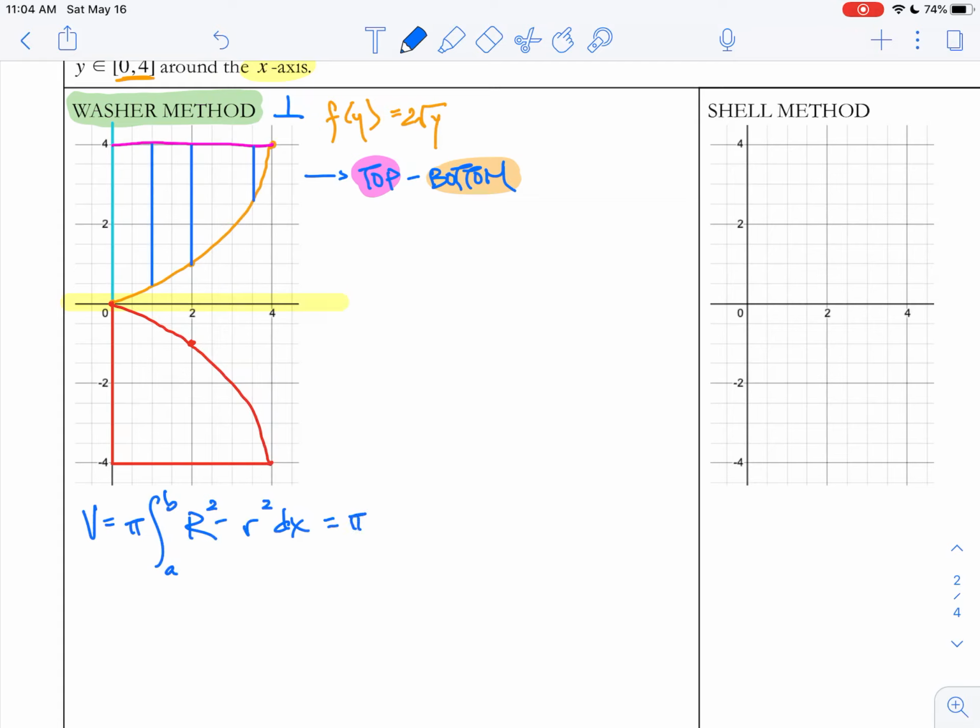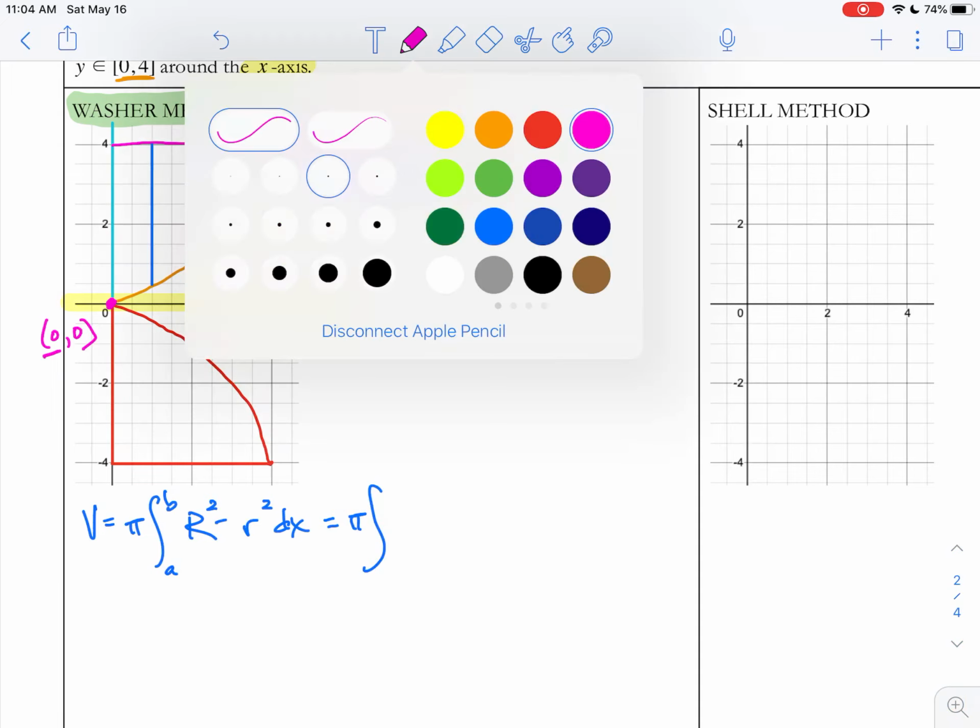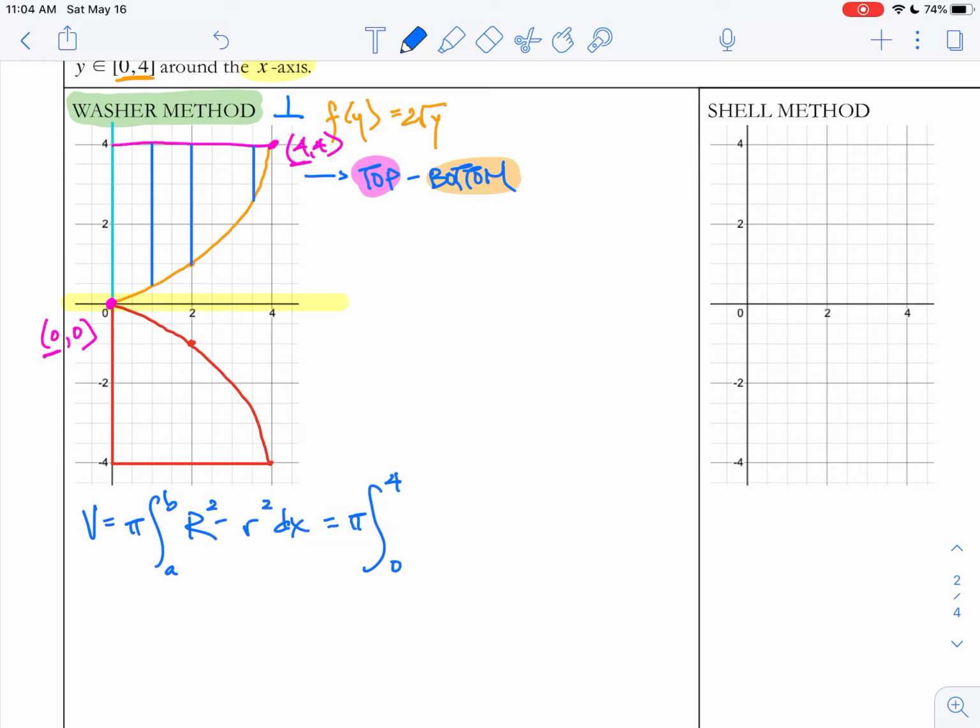Now I have my pi, my x values of the points that I'm starting and stopping at. Let's see, this point is 0, 0, and this point is 4, 4. So I'm going to pick the x values of both points, 0 and 4, and those will be my bounds. All right, so I have a top minus bottom, okay, and that's how I knew that I was going to be using washers, not disks.